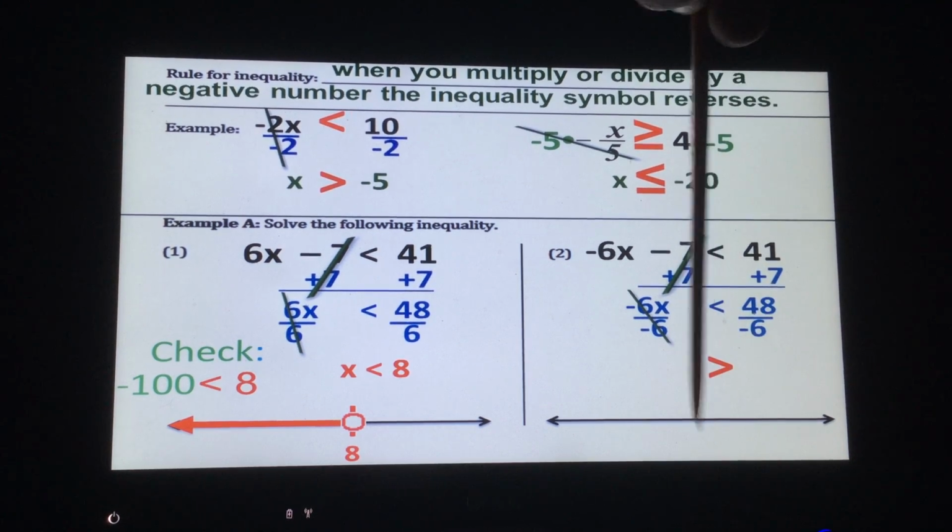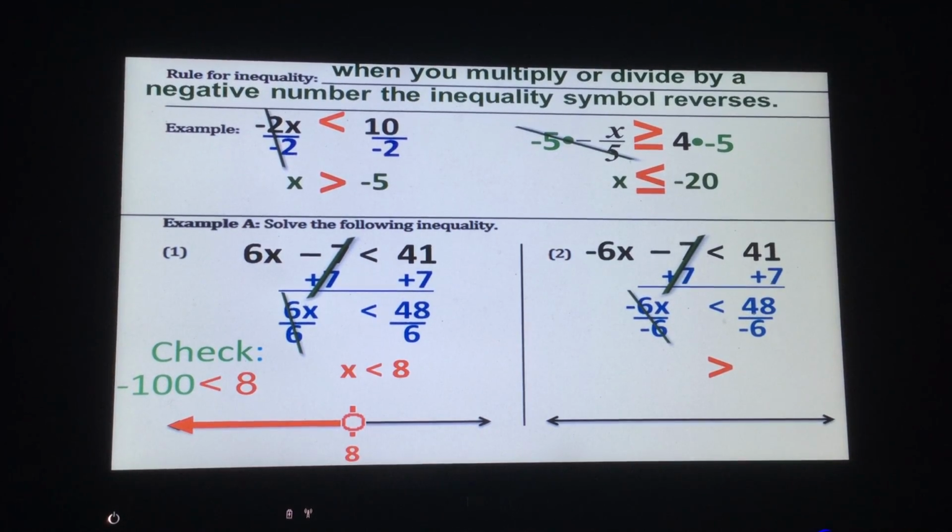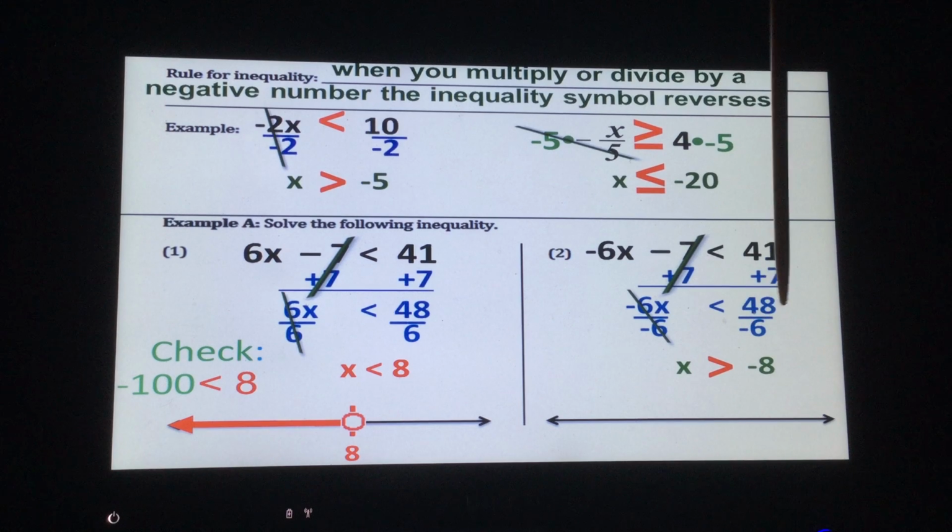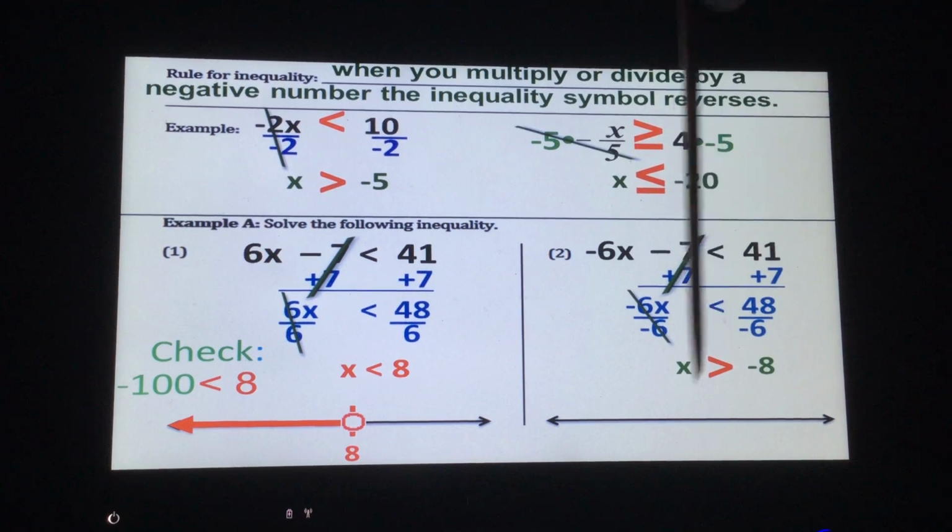Because if you don't change it, your graph is going to be wrong. Okay? So x stays on the left side. The right side, we're going to wind up getting negative 8. So now our answers look totally different. That little negative right there made these answers totally different. Okay? Now, we're going to go ahead and put negative 8 in there. And then we're going to give it another open circle because there is no or equal to bar.